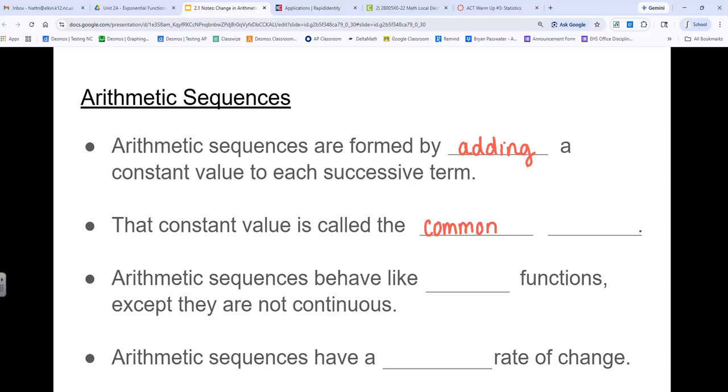Why has it left me? Geometric is common ratio. Common difference. That's it.